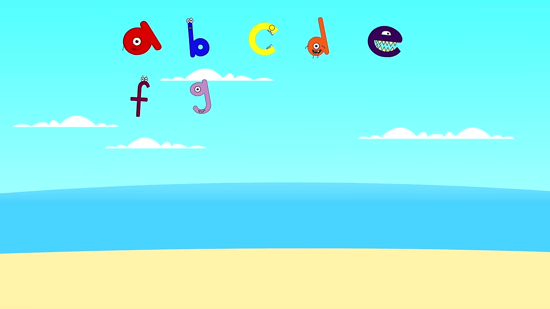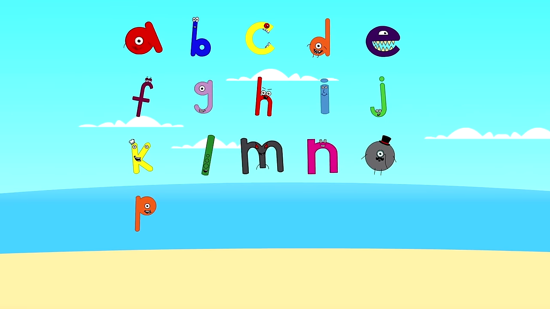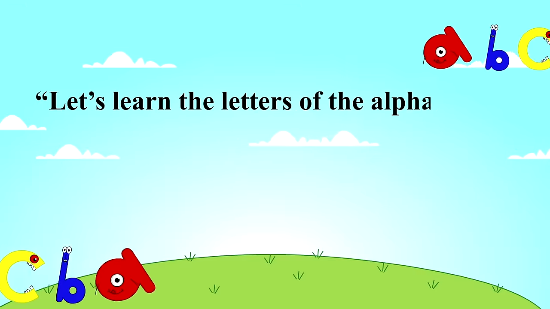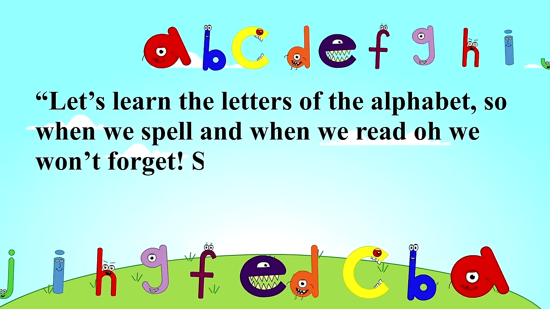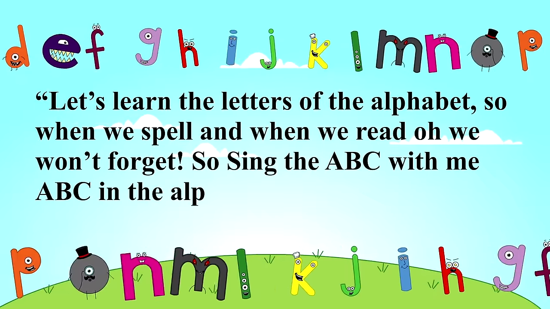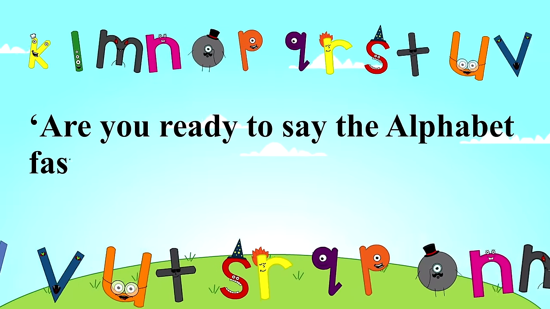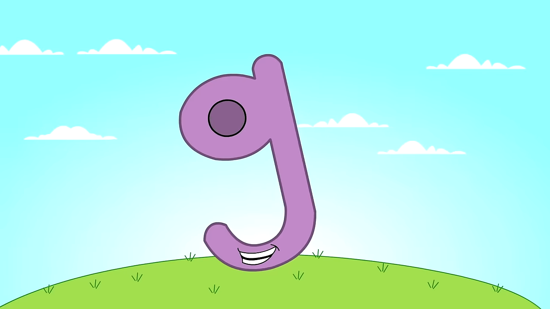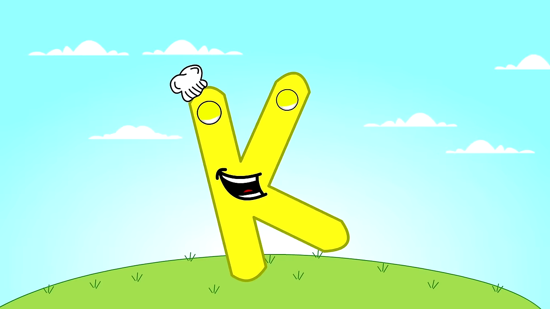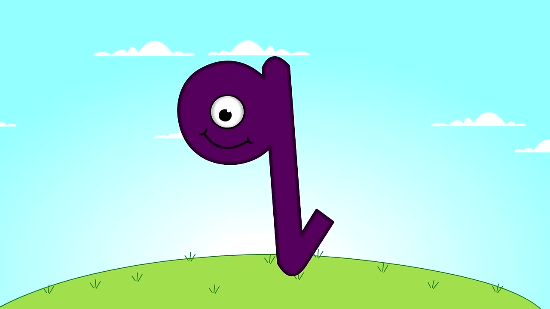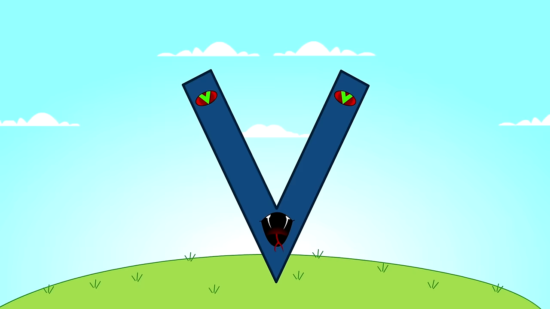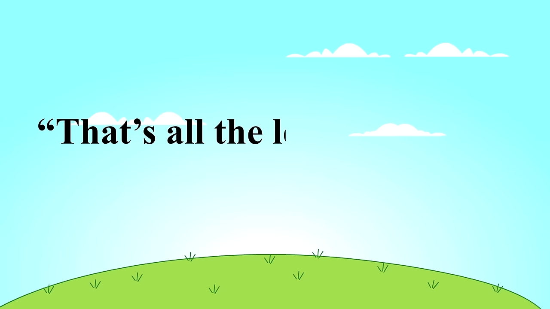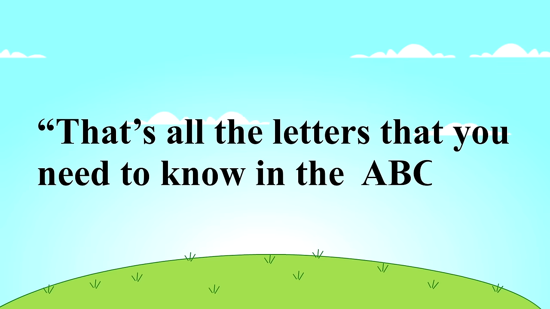A, B, C, D, E, F, G, H, I, J, K, L, M, N, P, Q, R, S, T, U, V, W, X, Y, and Z. Let's learn the letters of the alphabet, so when we spell and when we read, oh, we won't forget. So sing the ABC with me, ABC in the alphabet song. Are you ready to say the alphabet faster? Here we go. A, B, C, D, E, F, G, H, I, J, K, L, M, N, O, P, Q, R, S, T, U, V, W, X, Y, Z. That's all the letters that you need to know in the ABC.